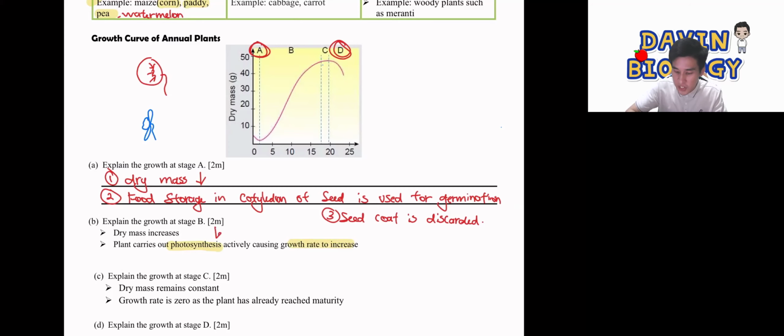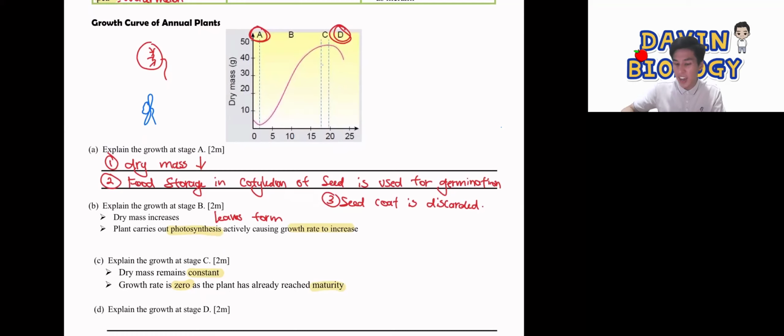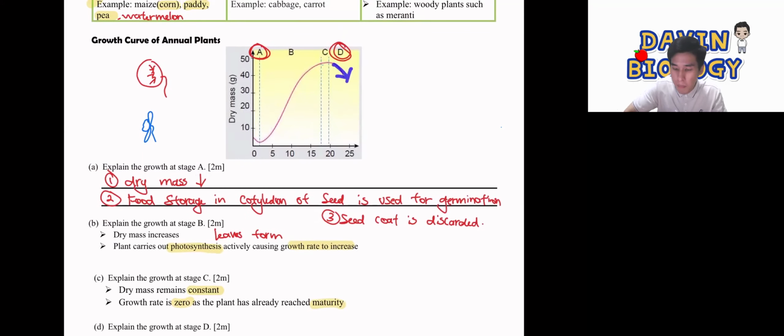So you can say leaves form. Stage C is just like us. Once you reach maturity, adult, you stop growing. So same here. The mass is constant because it has already reached maturity. So growth rate is 0. And then D is where they die. So mass decreases at the end.